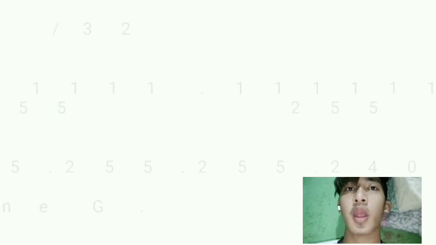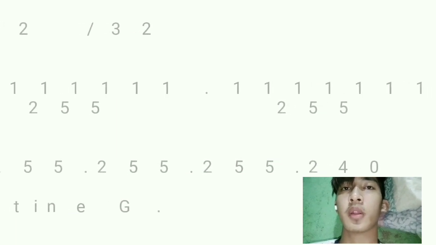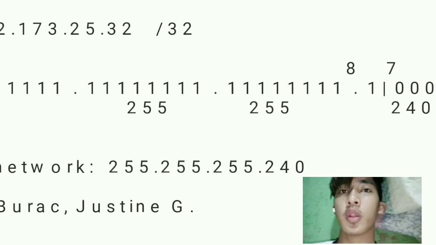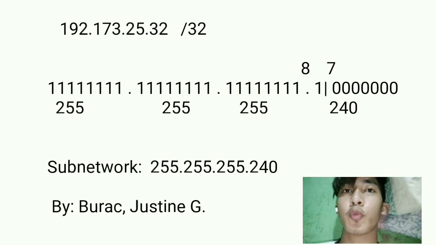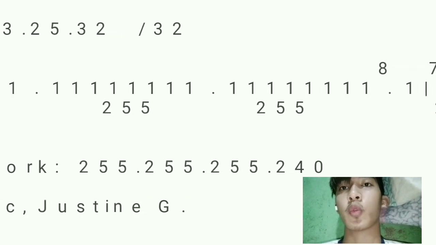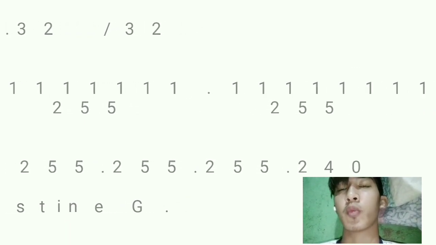In the given 25, the subnet mask is 255, 255, 255, and the last is 240. The subnet mask is 255.255.255.240.